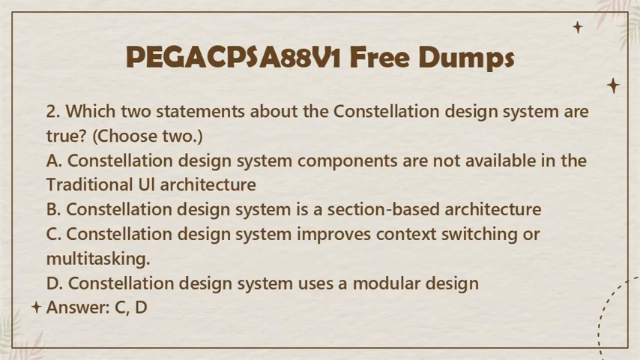2. Which two statements about the Constellation design system are true? Choose 2. A. Constellation design system components are not available in the traditional UI architecture. B. Constellation design system is a section-based architecture. C. Constellation design system improves context switching or multitasking. D. Constellation design system uses a modular design. Answer. C, D.